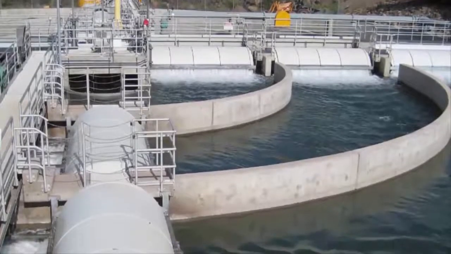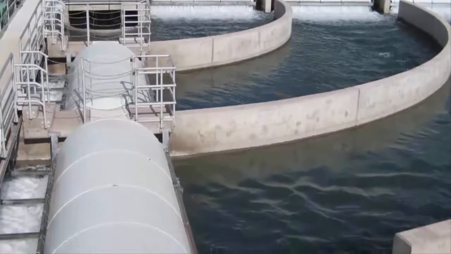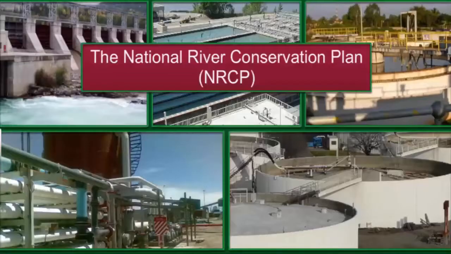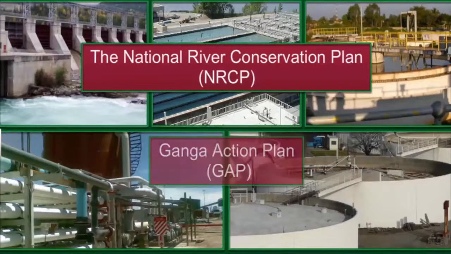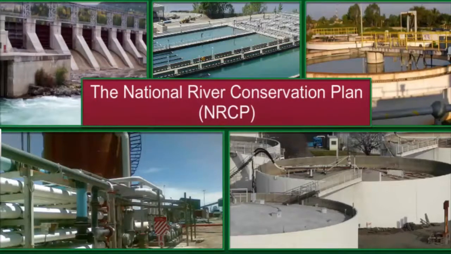There has been some government action to counter this by launching activities such as the National River Conservation Plan (NRCP) and the Ganga Action Plan (GAP). Both these schemes were introduced in 1985, but recently have been merged. They cover 152 towns located on 27 interstate rivers in 16 states.